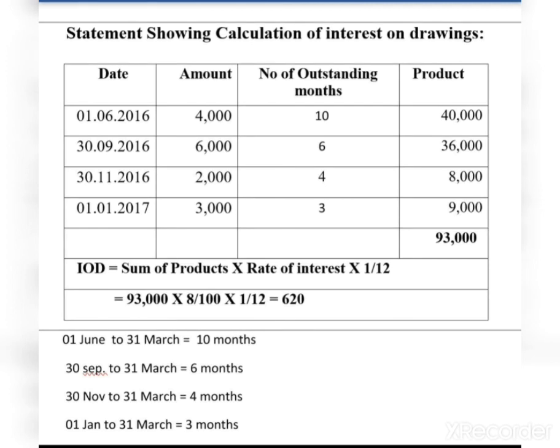For the calculation of product, 1 mark per drawing means 4 marks, 1 mark for the formula and 1 mark for the answer. So total 6 marks. Here we need to understand the month and the date of the month, whether the date is the beginning of the month or the end of the month. If it is the beginning of the month, we have to include this month. If it is the end of the month, we have to exclude this month and calculate from the next month. So there is a need to practice more on month calculation. Then we can solve perfectly and get the correct answer.